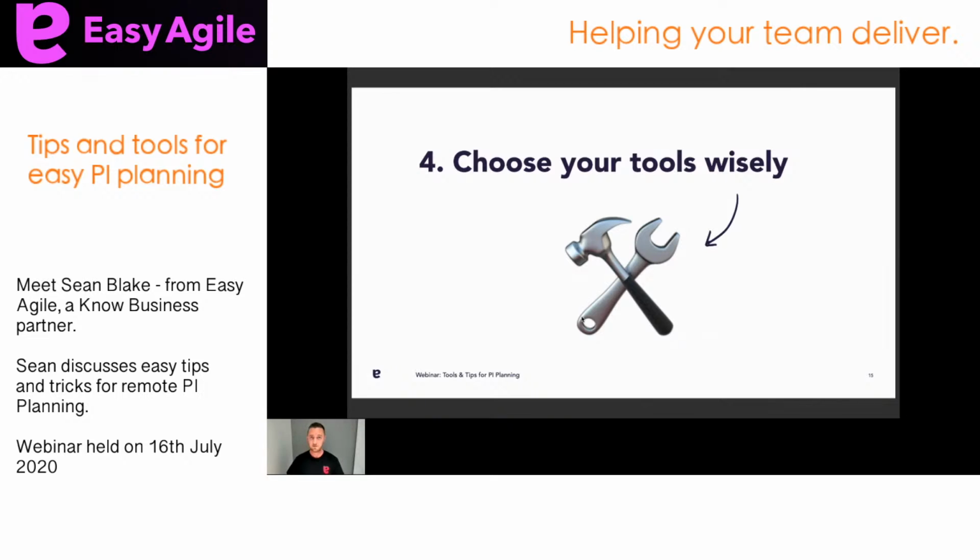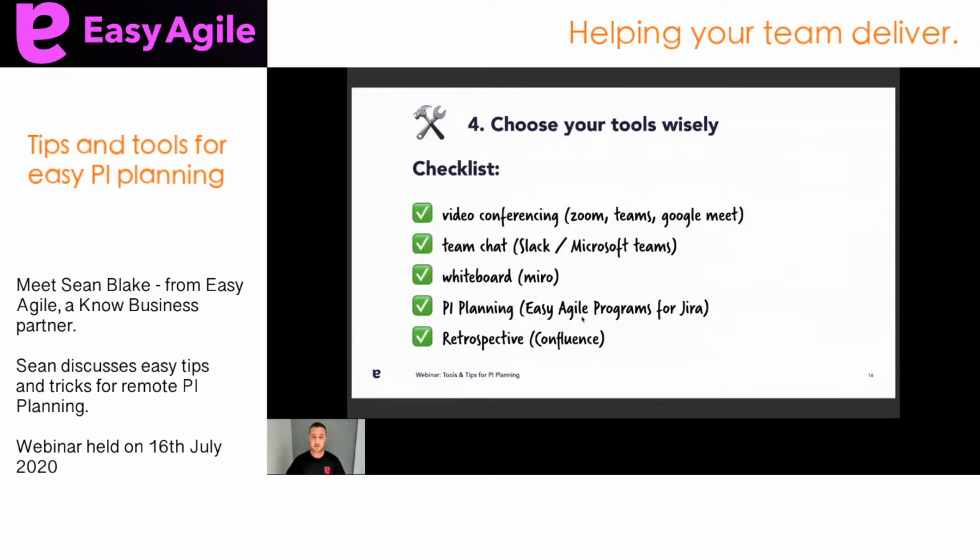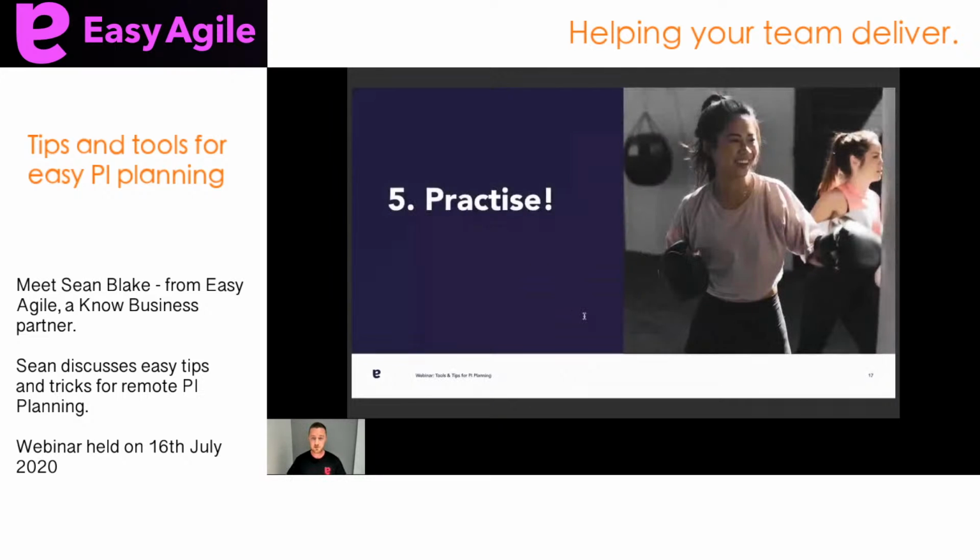Maybe you'll need a whiteboarding function where you can brainstorm and start collaborating with each other. You're definitely going to need a PI planning tool, somewhere where you can track your work and manage your dependencies. And of course, we suggest Easy Agile Programs for Jira is a great place to do that if you're already using Jira. There are other tools out there that might be more suitable for you. And also, you're going to need a tool to hold retrospectives. It's really important that we're reflecting on how this process is going and if it's working well for us. Perhaps something like Confluence would be sufficient for that.